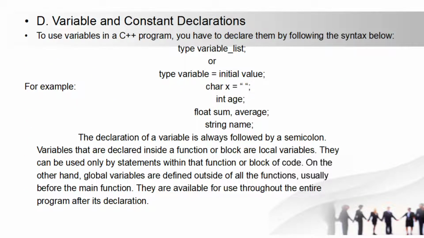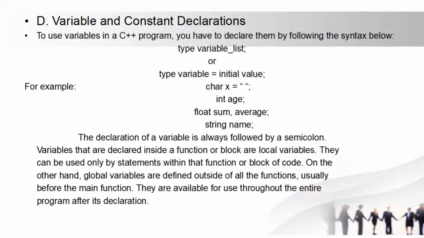Variable and constant declarations. To use variables in the C++ program, you have to declare them by following the syntax below. The declaration of a variable is always followed by a semicolon. Variables that are declared inside the function or block are local variables. They can be used only by statements within that function or block of code.